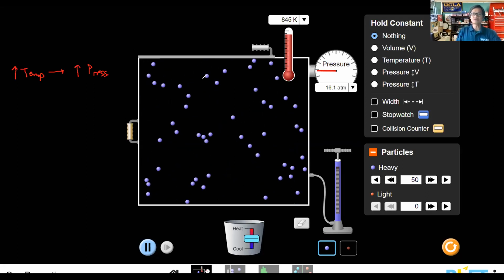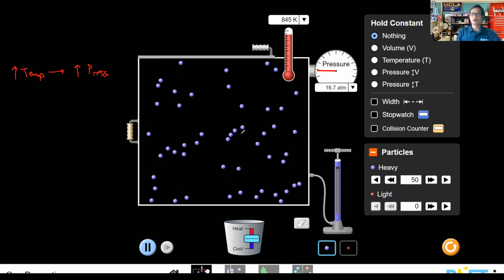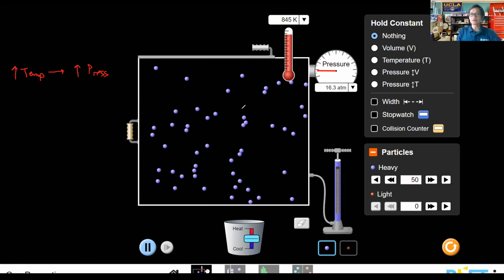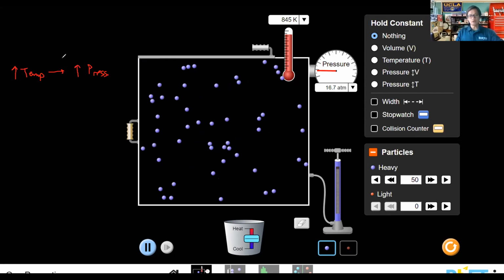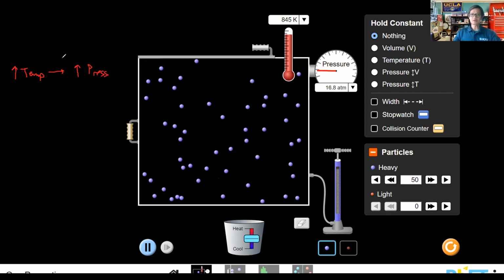If you look at it, they're bouncing all over the place, and they're bouncing more often and more quickly. And so the pressure goes up. And so we see then that as we increase the temperature, we're going to increase the pressure as well. Let's go ahead and do the reverse.